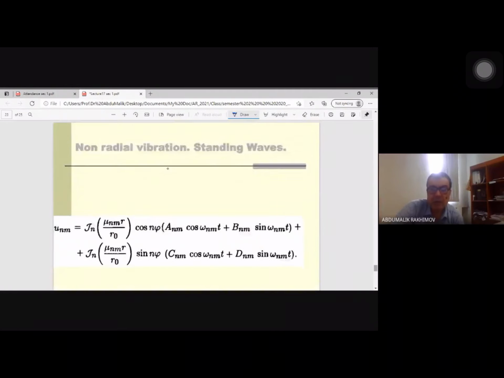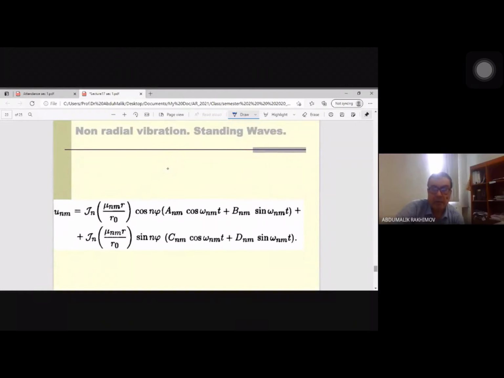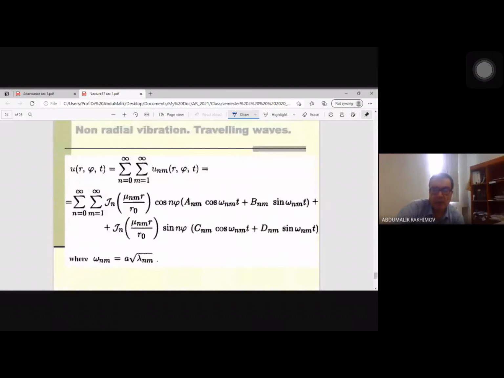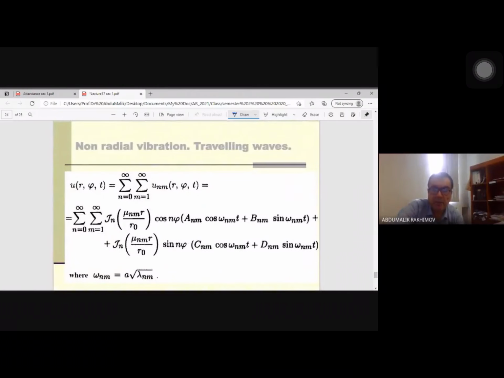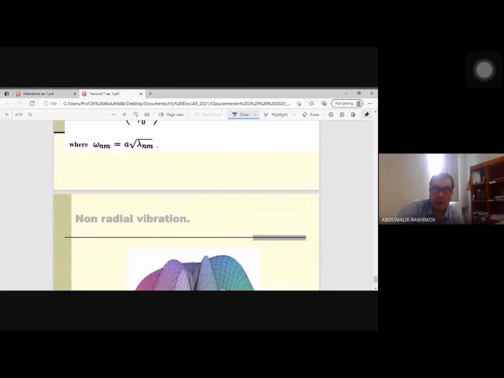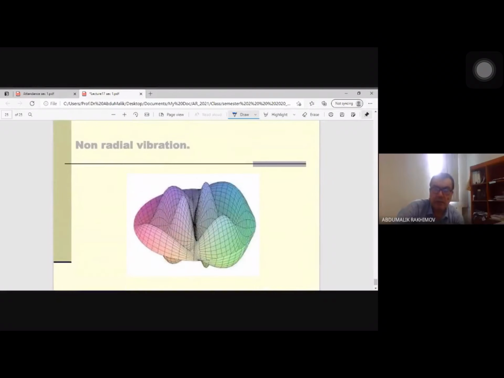Then your standing waves will be u_nm. All these functions satisfy the equation plus boundary conditions, which is why we call them standing waves. And the traveling wave is a combination of all standing waves. Then you find the formula for coefficients. I won't go into details for this. This is just a non-radial vibration.